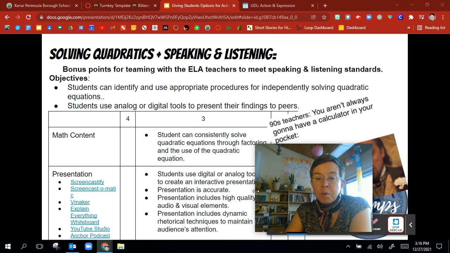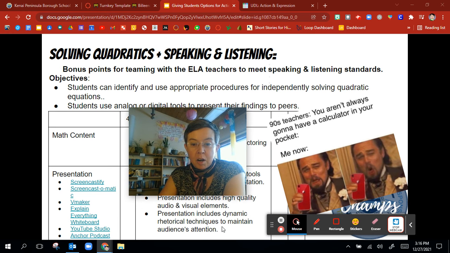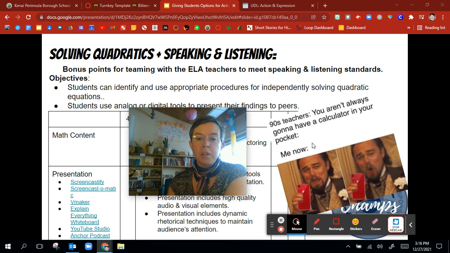So this is a math project, and I love this meme here. Like 90s teachers, you aren't always going to have a calculator in your pocket. Well, I do always have a calculator in my pocket. And if for some reason I should not have a calculator in my pocket, then probably solving a quadratic equation isn't going to help me out. Like, I've got bigger problems, if you know what I mean.